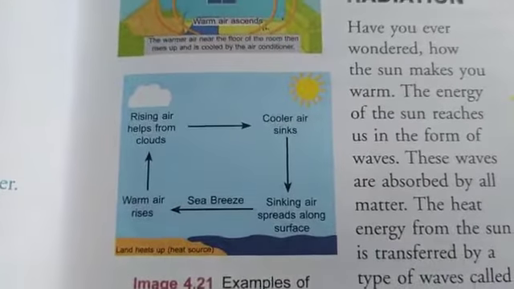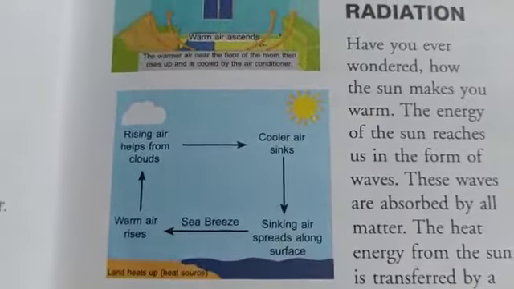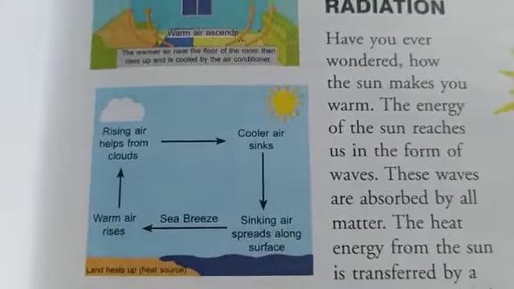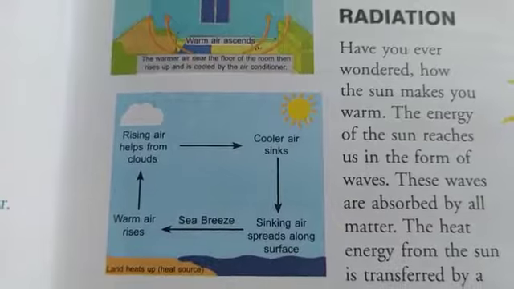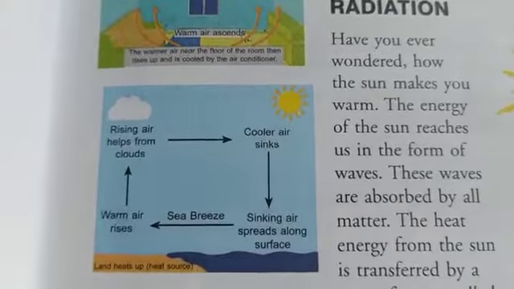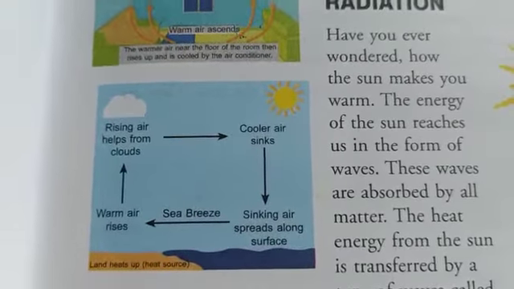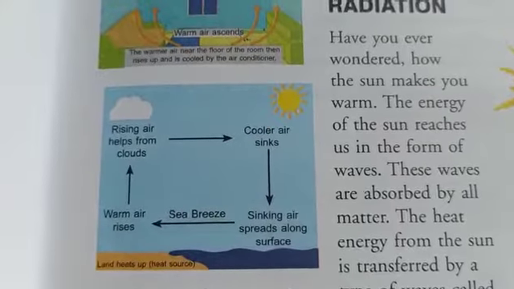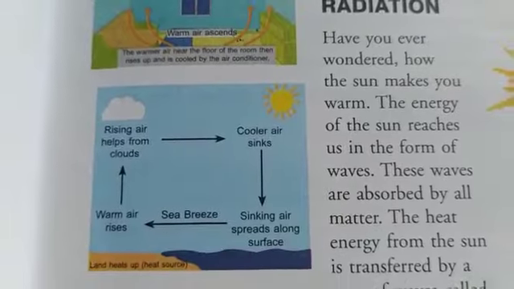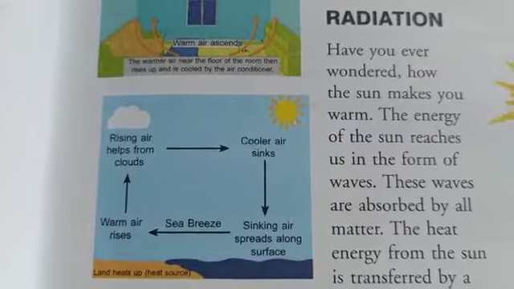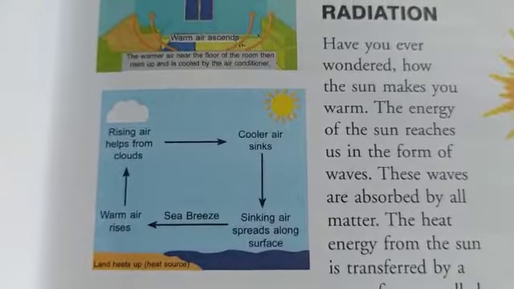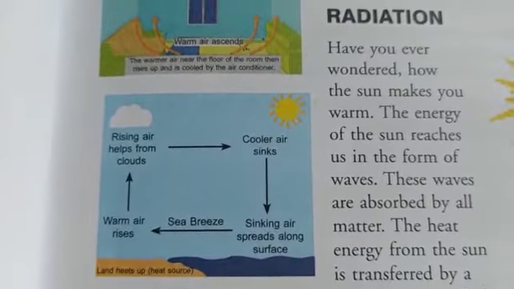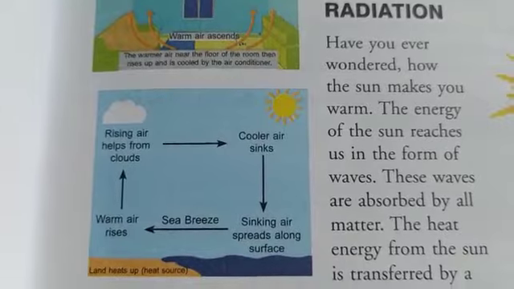We know that the land gets heated faster than the sea areas. So the land is getting heated faster and the air is rising up too quickly, and the cool air above the sea water comes towards the land. This takes place during the day. During the daytime, when the land is getting heated and the air is rising up, the cool air above the sea water comes to land. That is called sea breeze.